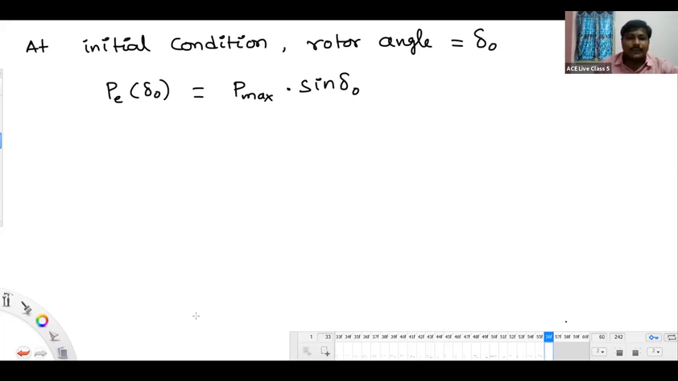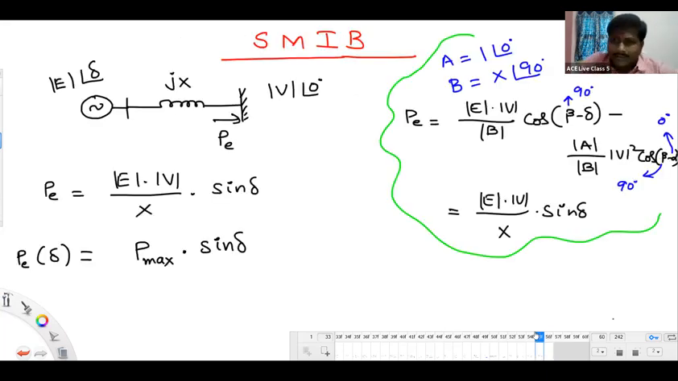A small disturbance occurred in the system. Whatever it may be, forget about the disturbance type. A small disturbance occurred in the system. It caused a rise in the rotor angle, an increment in the angle by a small value delta. It's a very, very small angle.